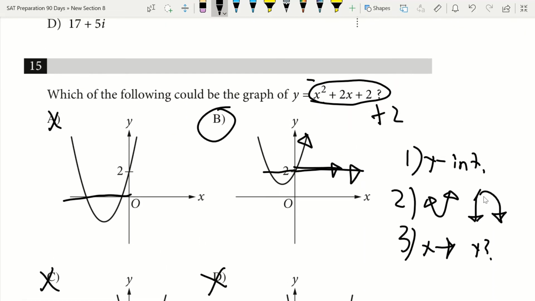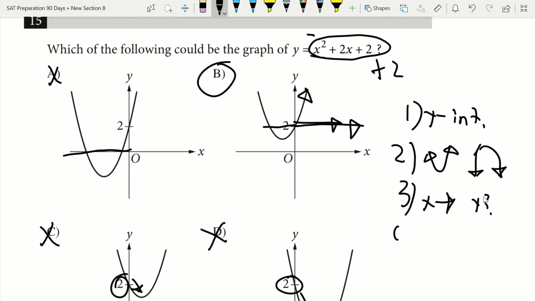The next thing that I did is I looked at my zeros, meaning my x-intercepts. In this case, I wasn't looking at my x-intercepts with coordinates. I was just looking to see if we crossed the x-axis. So do we ever cross it?